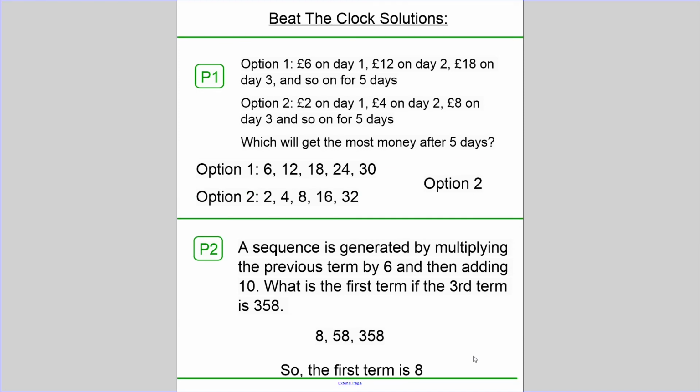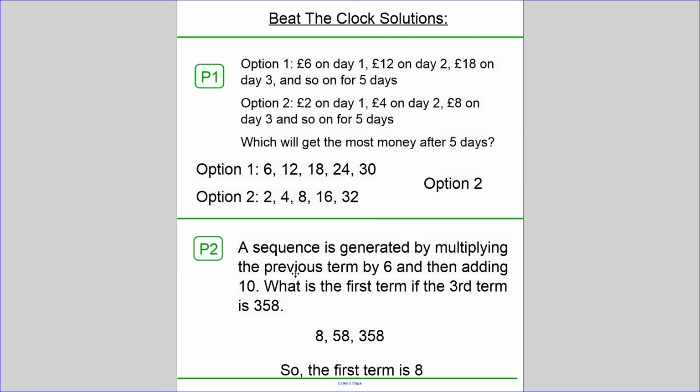Here's the solutions. Make sure that you self-assess your work. So as you can see, in both option 1 and 2, we need to go up to 5 days. So for option 1, we can see that we've got 30 after 5 days. And for option number 2, we can see that if we keep going for 5 days, we've got 32 after 5 days. And we need to see which one makes the most amount of money. So we can see that option 2 leads to the most amount of money after 5 days. So we need to write a sentence for that.